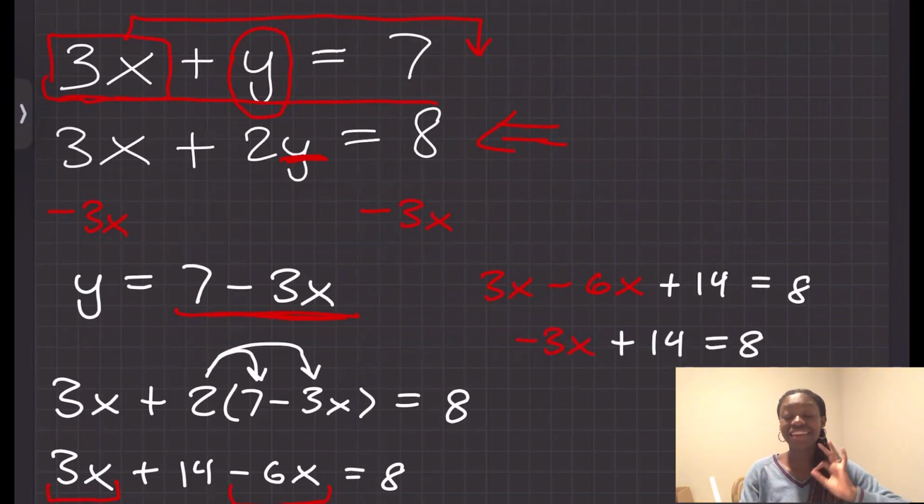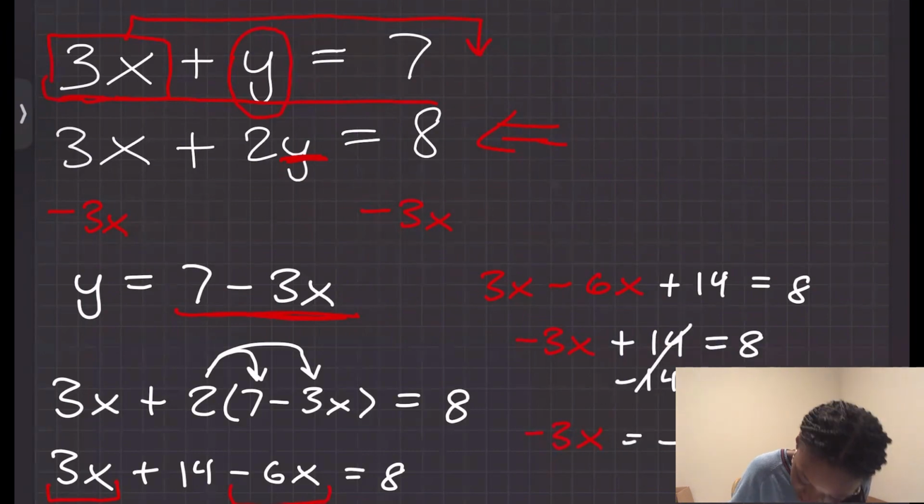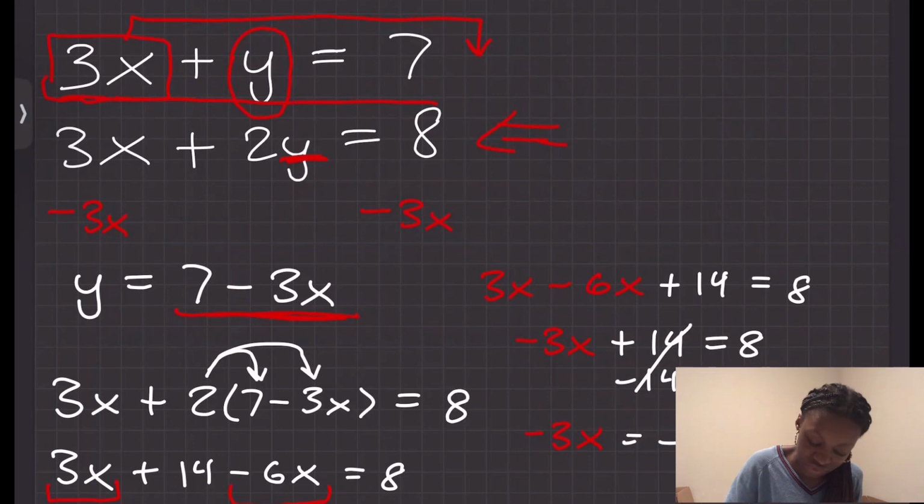Now, I want to get the negative 3x by itself on that side of the equal sign. So I am going to subtract 14 from both sides, and that gives me negative 3x equals negative 6. 8 minus 14 is negative 6. Divide both sides by negative 3. Negative, negative crosses out. So it's 6 divided by 3, x equals 2. X equals 2.